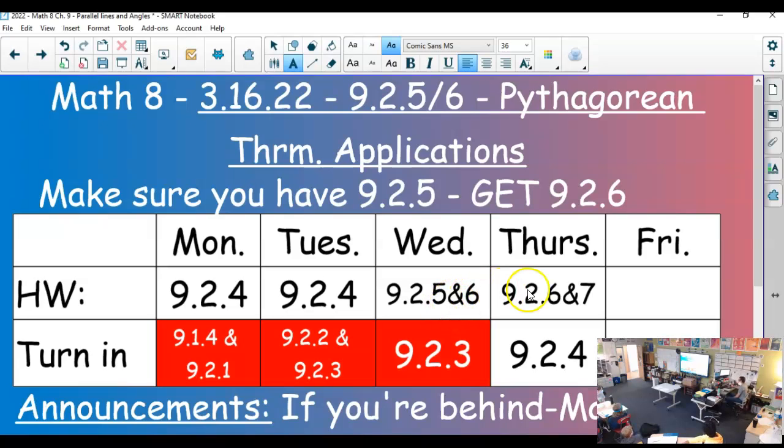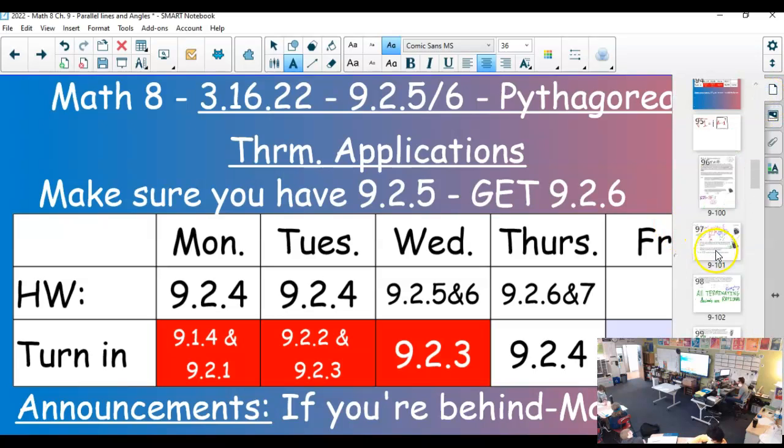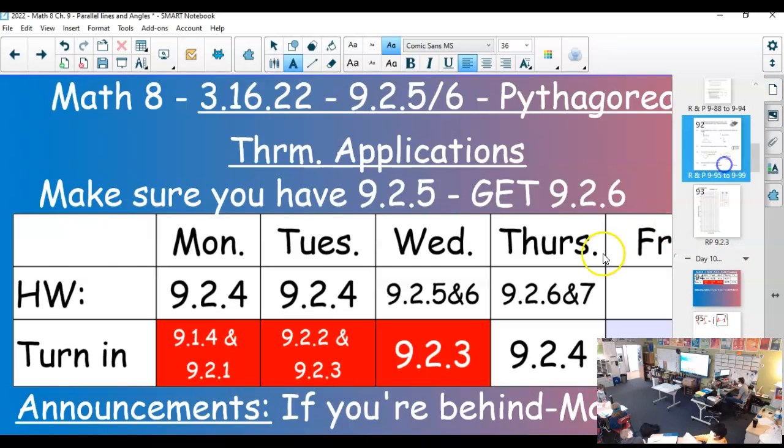Then tomorrow we'll finish 926 and we'll do 927. 923 is due today. I pushed these a little bit. 924 is due tomorrow. Sorry I didn't get a chance to make this box red. And 925 is due on Friday. I could, but I'm not going to spend the time because you guys know what's due is due.